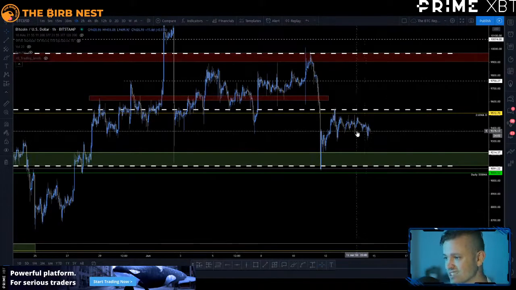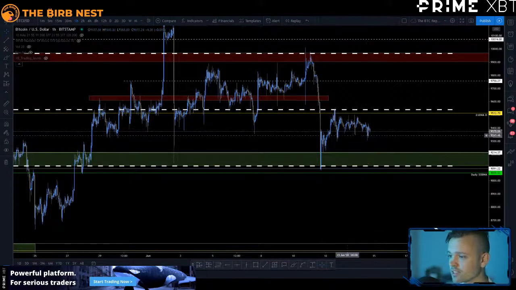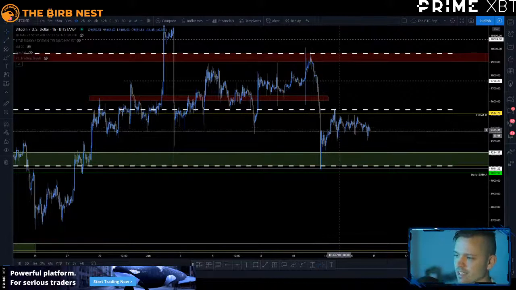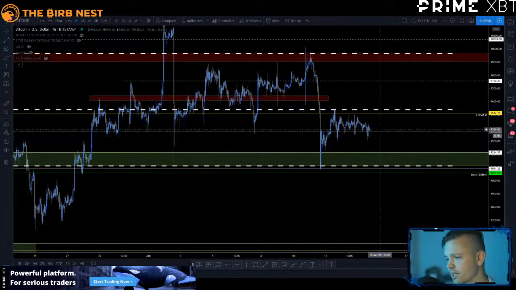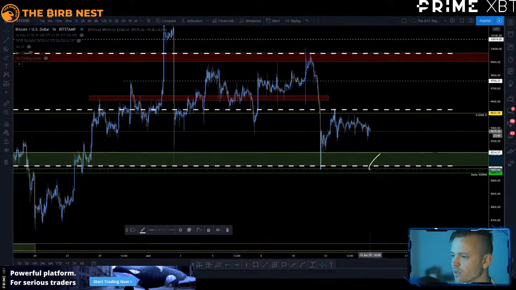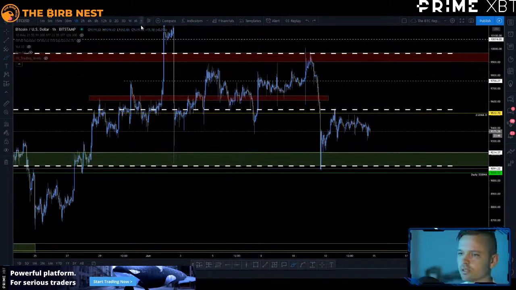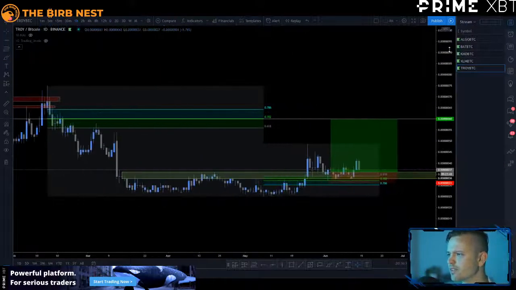Most likely yes, we are going to break down here because we keep testing the support area, and support can only get tested as many times before it actually breaks down. I think we are going to get a breakdown here, and we are most likely going to test range low. If that happens, I guess alts will suffer quite a bit.